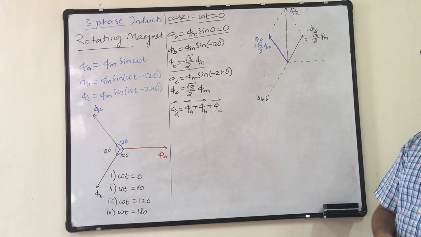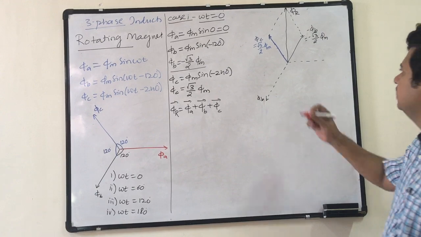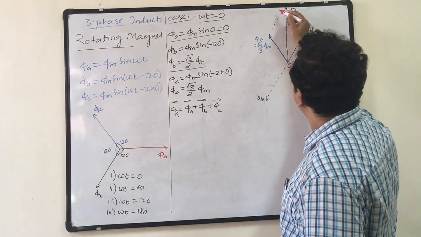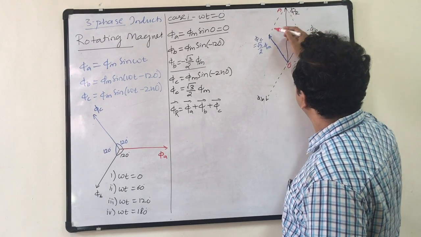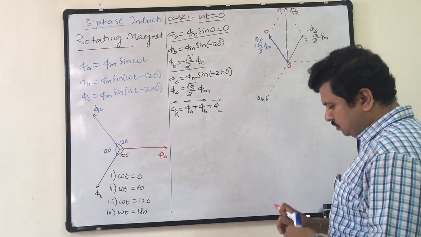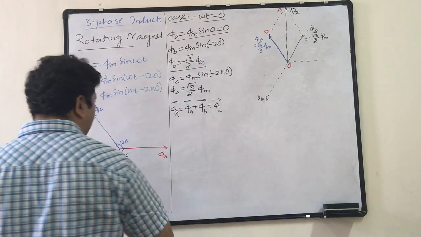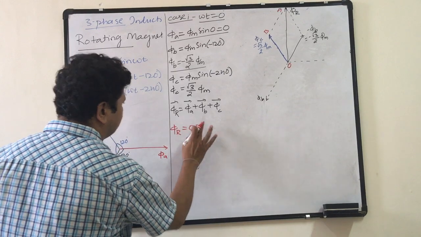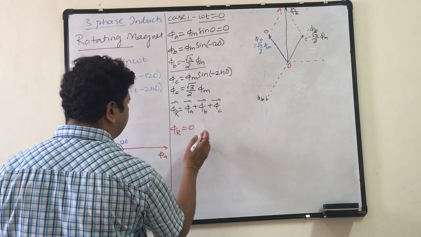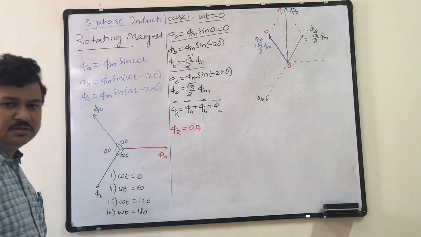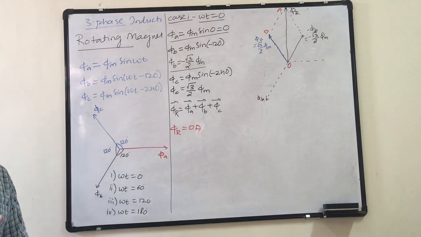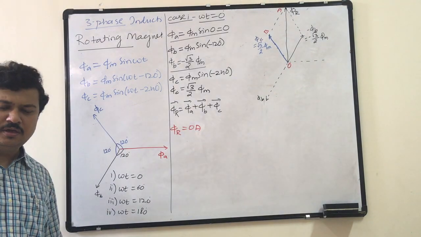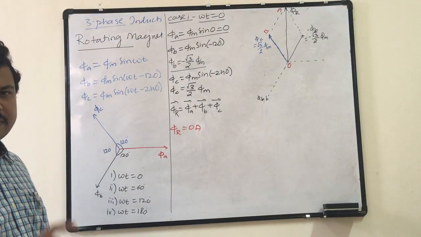For that I should go for a small construction. So let this be O, let this be A, and B. So what is phi r? Phi r is equal to OA. Sorry, phi r is not the r phase vector, it is the resultant vector. So phi r is equal to OA. The length of OA gives us the magnitude of the resultant vector phi r.